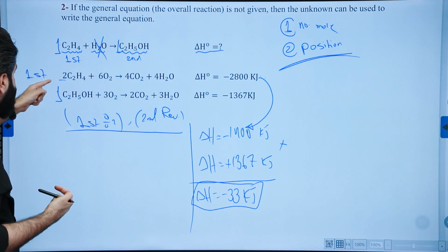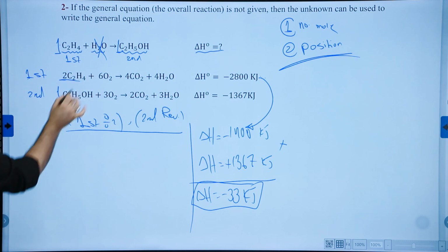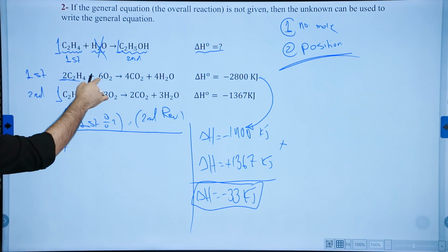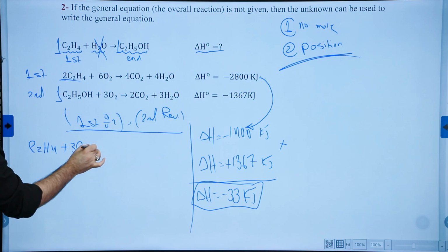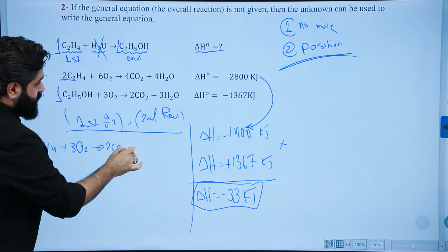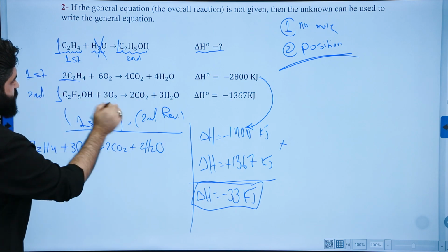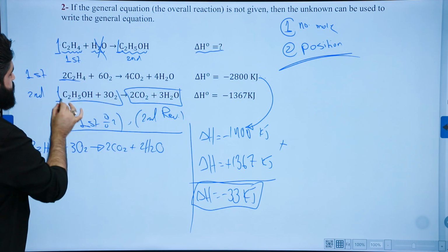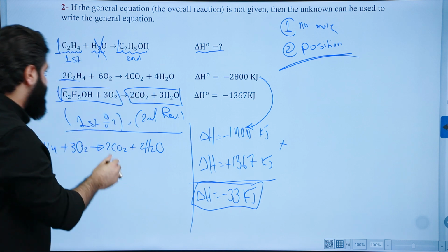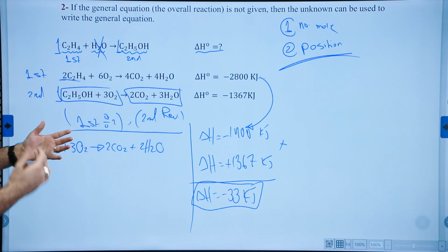Look, the first reaction is divided by 2. So take the whole equation divided by 2. 2C2H4 divided by 2 will become C2H4 plus 6O2 divided by 2, 3O2, to form 4CO2 divided by 2, 2CO2, and 4H2O divided by 2, 2H2O. Good. How about this? Switched. How to flip a reaction, switch a reaction. Reactants become products, products become reactants. Take the reactants into the product side and bring the product side into the reactant side.